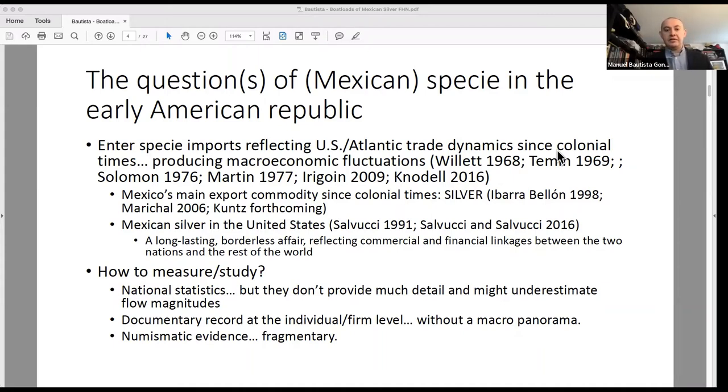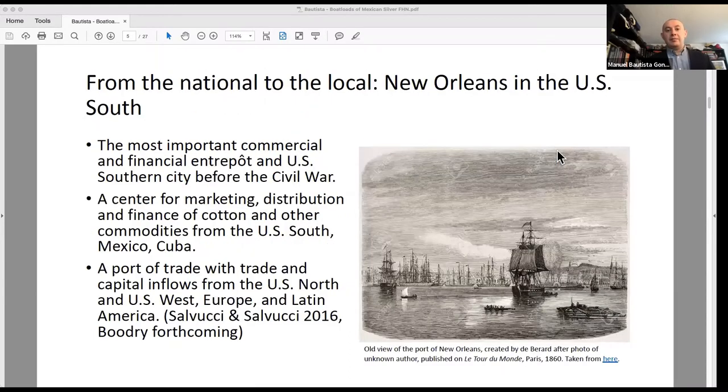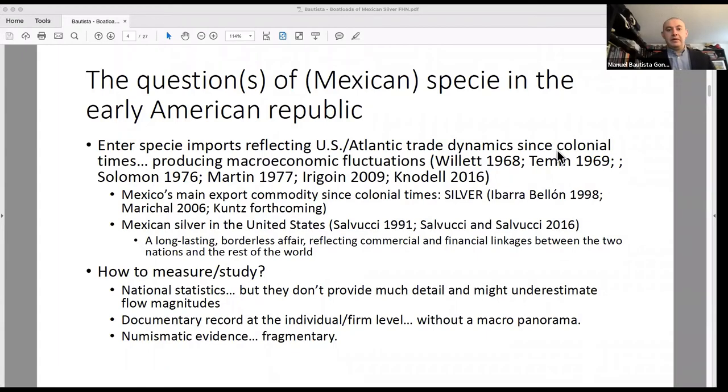So one is national statistics. The problem with national statistics is that at this particular point in time, they are rather macro. And so they don't provide much texture into the actual origins of specie. And the question of who was intermediating this specie gets obliterated once one looks at the trade statistics from this period. Then the second possibility is the documentary record and the numismatic and notaphilic evidence. So I'm going to mention those two in a little bit.